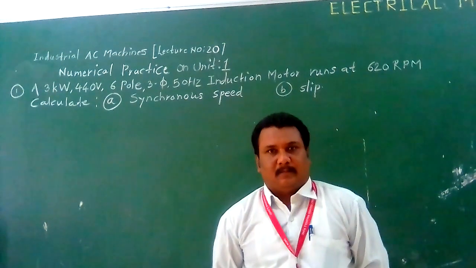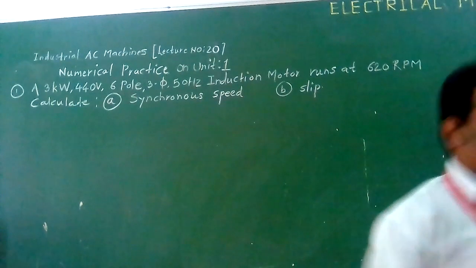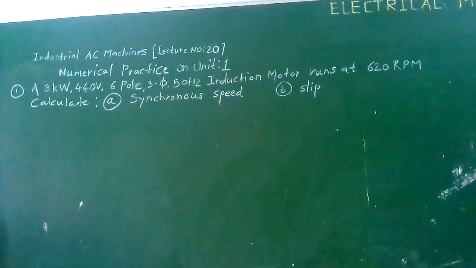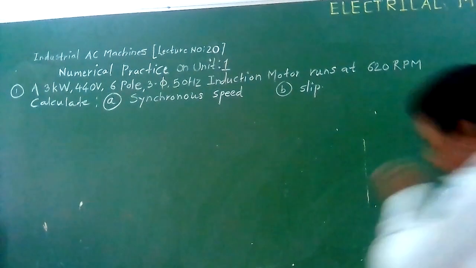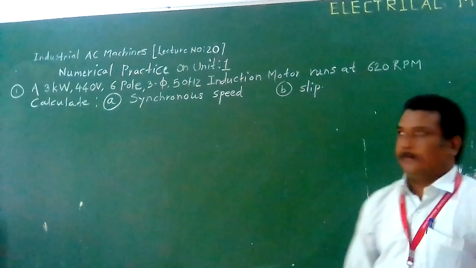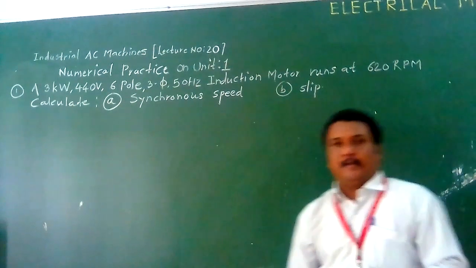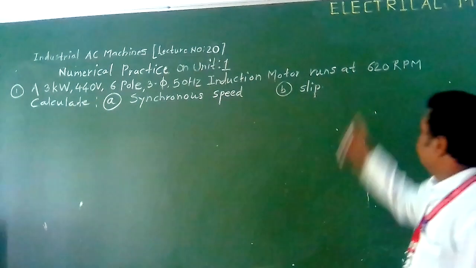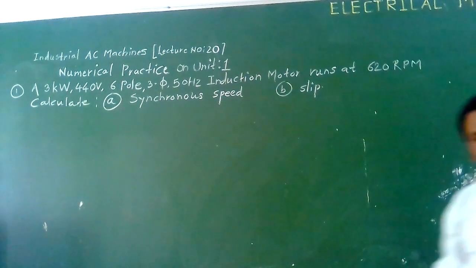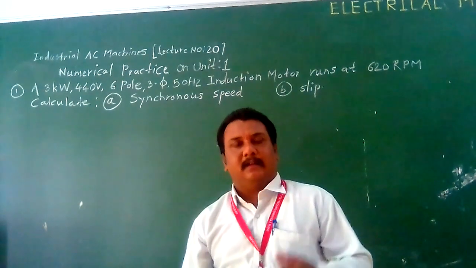So, first of all, see numerical 1. Numerical 1 is: a 3 kilowatt, 440 volt, 6 pole, 3 phase, 50 hertz induction motor runs at a speed of 620 rpm. Then we have to calculate its synchronous speed and its slip.